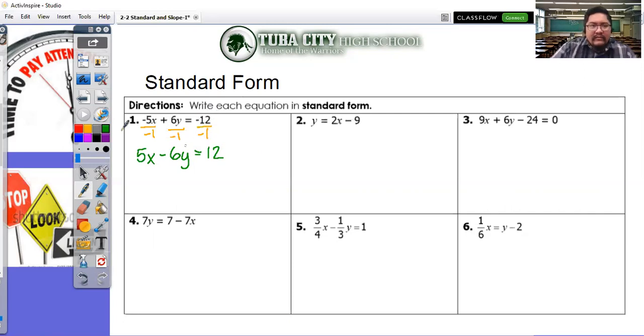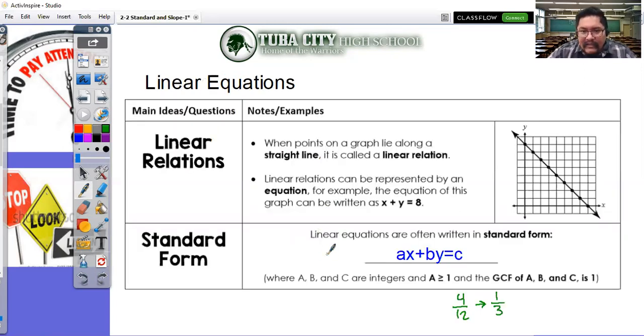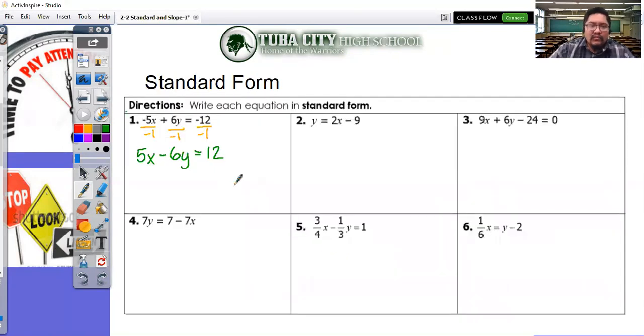I think we're done with that. So let's look at our rules. A, B, and C are integers, which is true. A is greater than or equal to 1. Okay, that was also true. We got that covered. The greatest common factor of A, B, and C is 1. So 5, 6, and 12, is there any number that we could divide all three of those numbers by? In this case, I think it's no. I don't think there are any numbers that we can divide into 5, 6, and 12. So in this case, I think this one is in standard form.